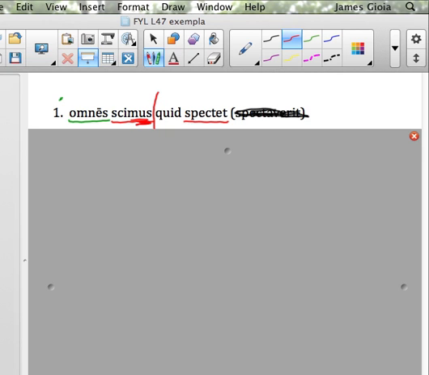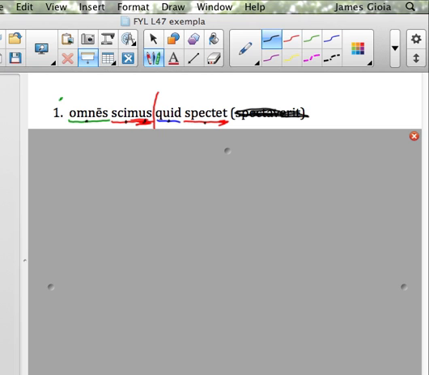The quid here is going to actually be accusative, although admittedly it looks like it could be nominative too, but it's going to be accusative. So it simply means what, and then spectat, with the T ending, must have a subject of he or she. So this would be what she watches. So if we put the whole thing together, we would end up with we all know what she watches. Okay? Or we all know what she is watching.